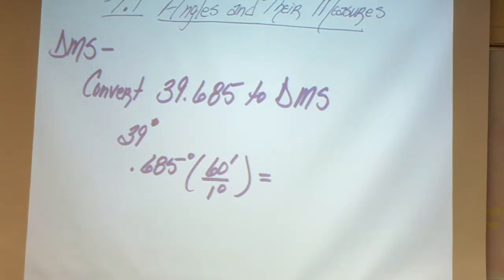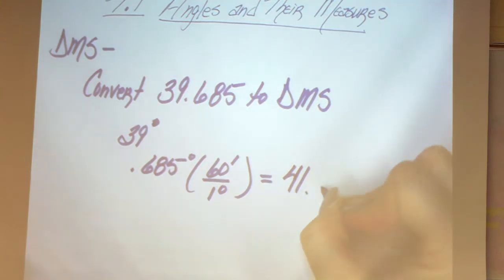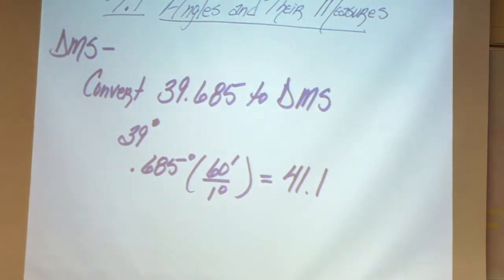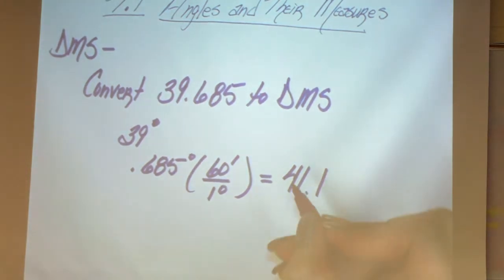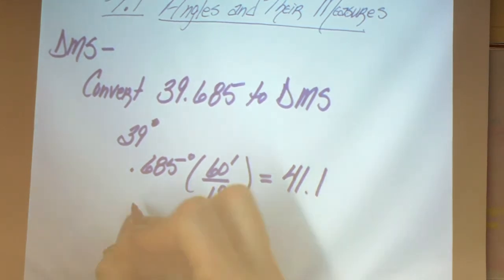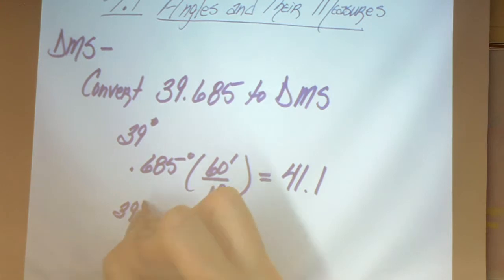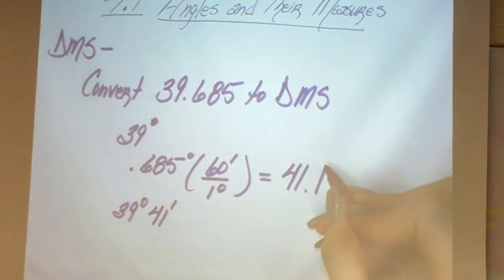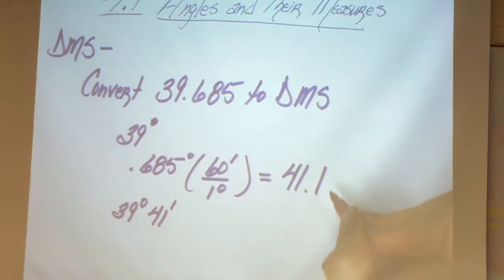Okay, so 0.685 multiplied by 60 gives me 41.1. Okay, so I know that now it is 41 minutes. So now I have 39 degrees and 41 minutes. Now I need to know what part, or what 0.1 minutes would be as in seconds.